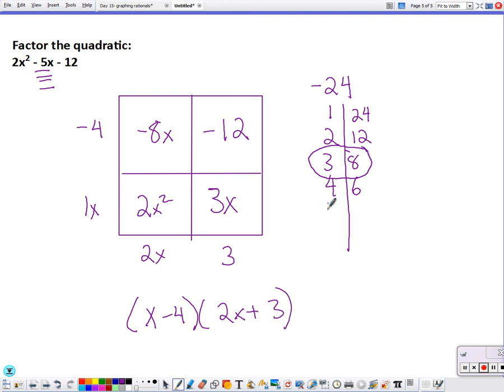I hope this video is helpful in working on how to factor using the area, otherwise known as the box method.